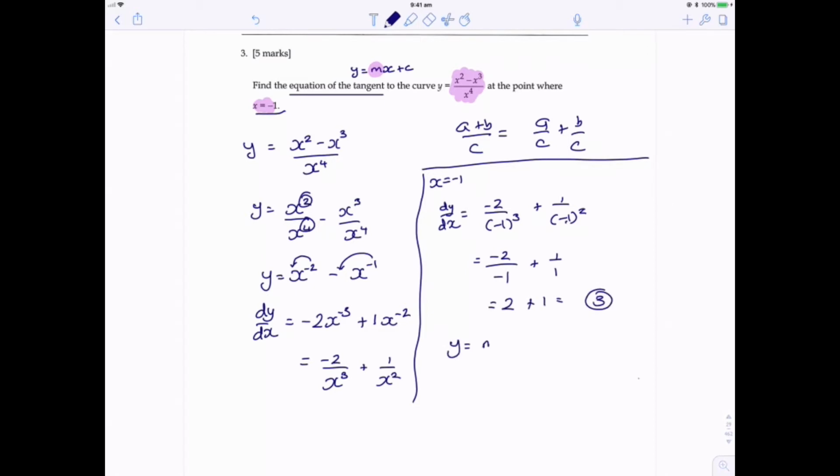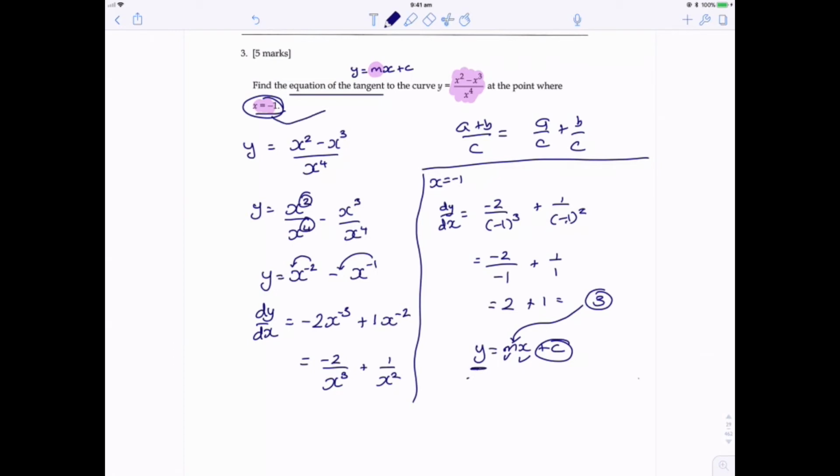So in our equation y equals mx plus c, we know the gradient is 3. We also need to work out what our constant c is. In order to do that, we need only one unknown. So we know what m is and we know what x is because it's told us over here. We need to work out what the point y is as well.